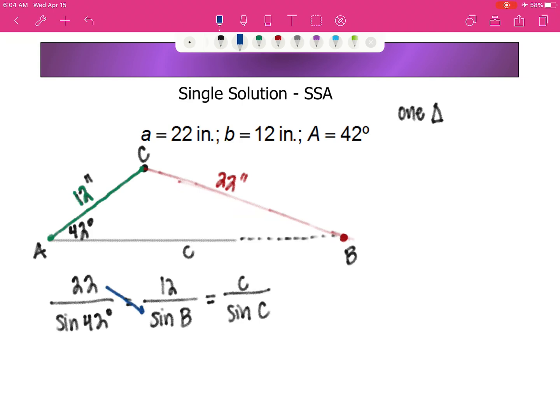I'm going to cross multiply. So I'm going to have 22 times the sine of angle B is equal to 12 times the sine of 42 degrees. I'm going to divide both sides by 22.